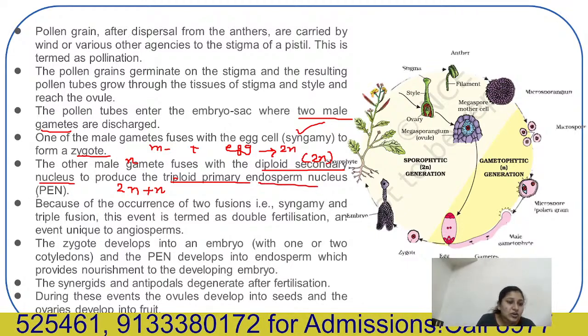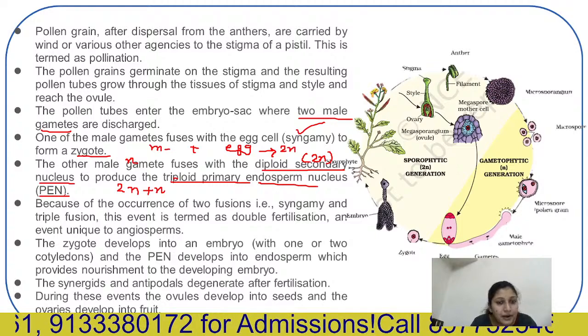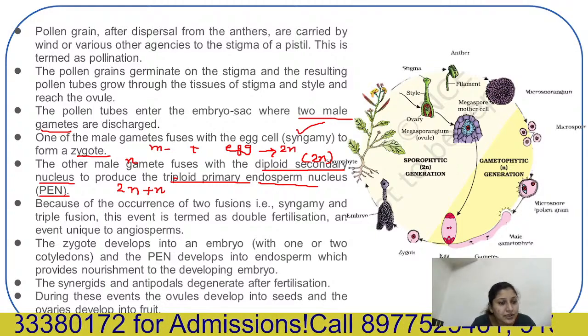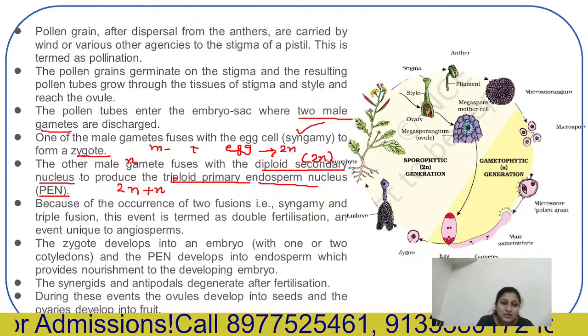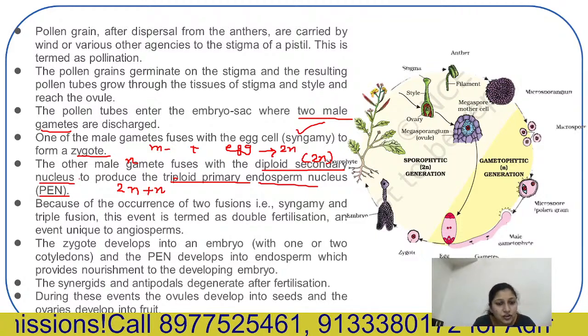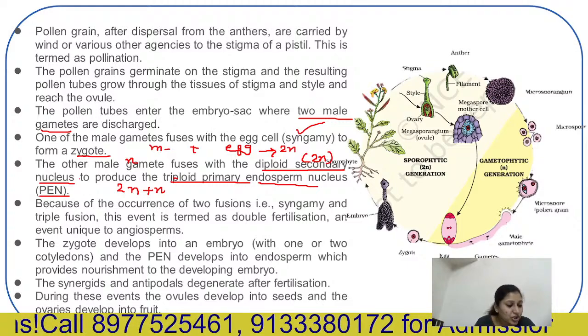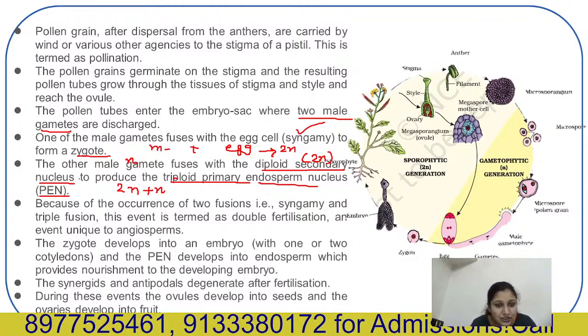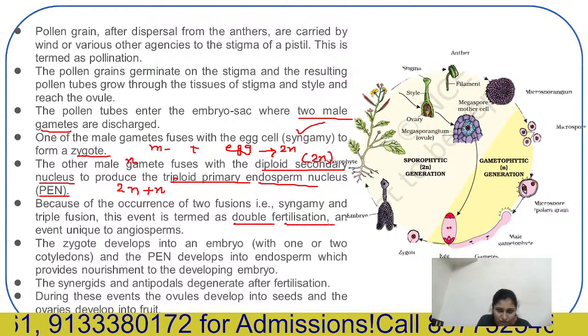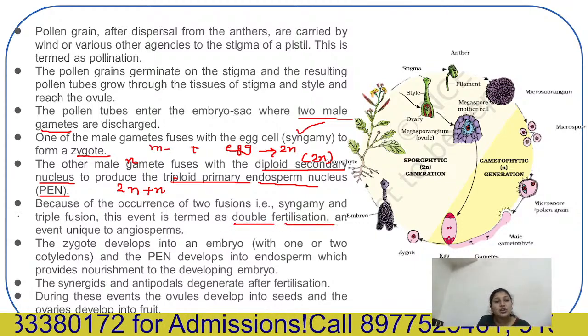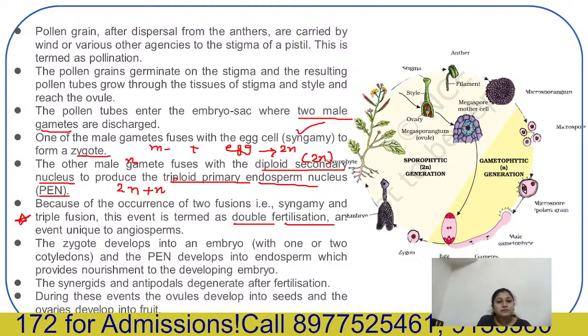So that is known as PEN, primary endosperm nucleus. Because of the occurrence of two fusions, one is called syngamy and one is called PEN formation. So two times fusion occurs. That's why it is also known as double fertilization. This is a characteristic feature, an important point.